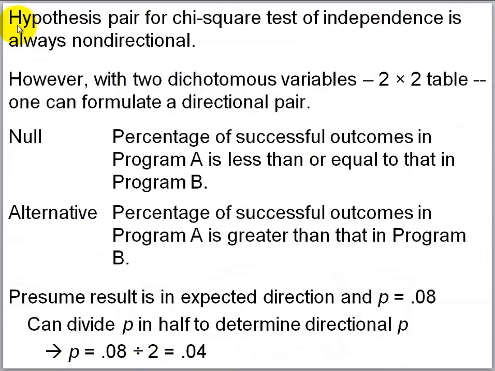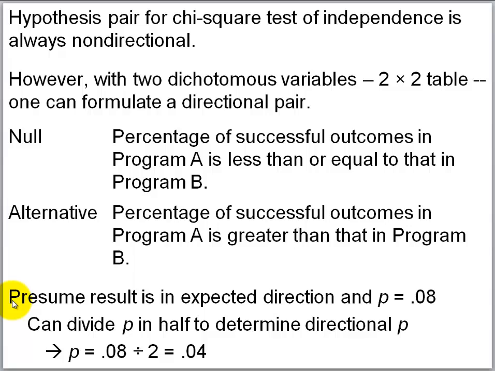Now, the hypothesis pair for the chi-square test of independence is always non-directional. However, if you have 2 dichotomous variables, in other words, if you have a 2 by 2 table, you can formulate a directional pair. So suppose that you had program A and program B, and that your dependent variable is successful versus non-successful outcome. So each variable then is dichotomous. That being so, you could formulate a directional pair. For instance, you might formulate this pair. The null: percentage of successful outcomes in A is less than or equal to that in B. Alternative: percentage of successful outcomes in A is greater than in B.